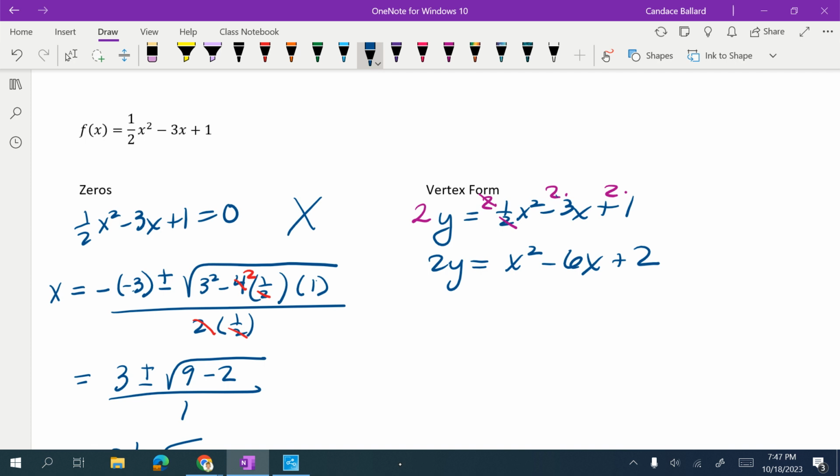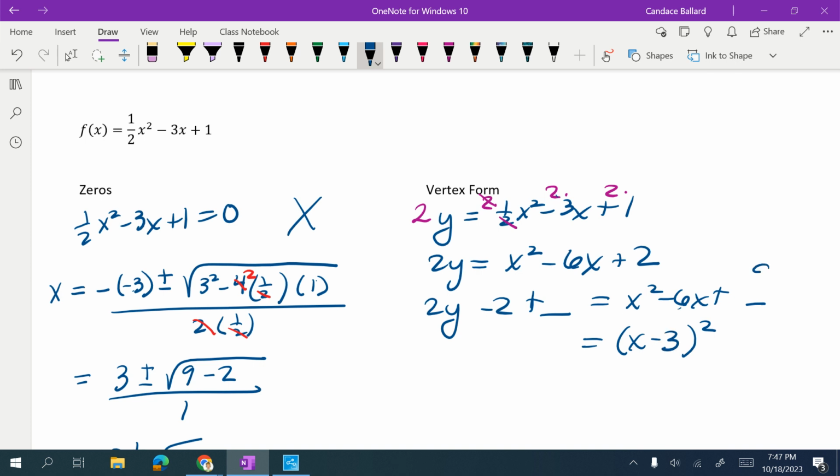Completing the square says I take this 2 and I move it to the left. So 2y minus 2 plus blank equals x squared minus 6x plus blank. Then I set up for my cheating factoring. I take the negative 6 and I divide it by 2. That gives me negative 3. I square it. That gives me 9 to both sides. So I get 2y, and then negative 2 plus 9 is 7. I'm going to take that 7 and move it to the other side. So I get 2y equals x minus 3 squared minus 7.